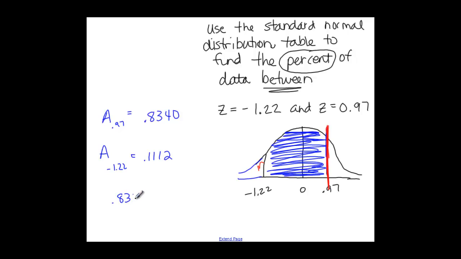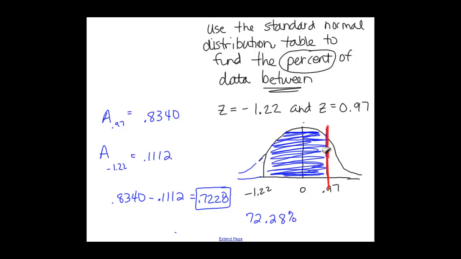So 0.8340 minus 0.1112. So when we subtract that, we would get 0.7228. And because we were asked to find a percent, we want to change that by multiplying by 100, 72.28%. So 72.28% would fall in this blue area between the z-score of negative 1.22 and 0.97.